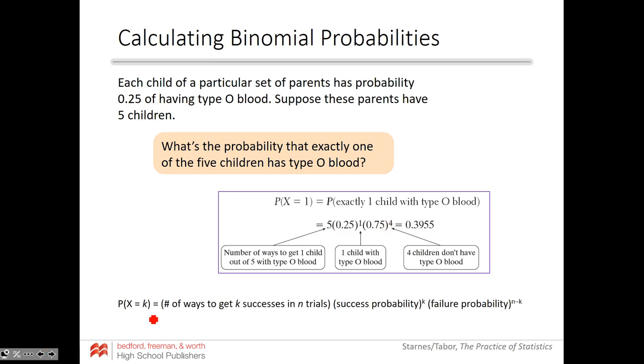And in words here, take a minute to read this, we're going to generalize. The probability that x is equal to k is equal to the number of ways to get k successes out of those n trials times the probability of success raised to the number of successes. Remember, k is the number of successes, times the probability of failure raised to the number of failures. Well, the number of failures is the total number of trials, which is n, minus the number of successes, which is k.